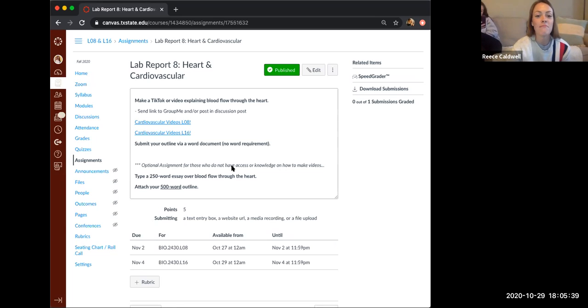True. But if you don't know how to do videos or TikToks or anything, here's an optional assignment. Write a 250-word essay over blood flow in the heart and then attach a 500-word outline. That's super not fun, and super not fun for me to grade. So get creative with your TikToks. If you're super bored over Halloween, like I'm going to be, just do this and it will make you feel smart and cool.